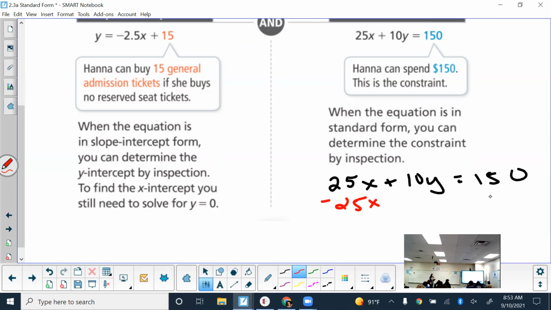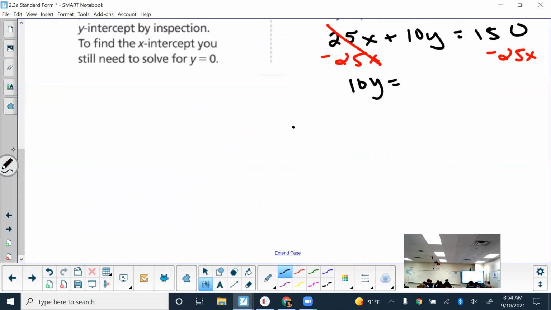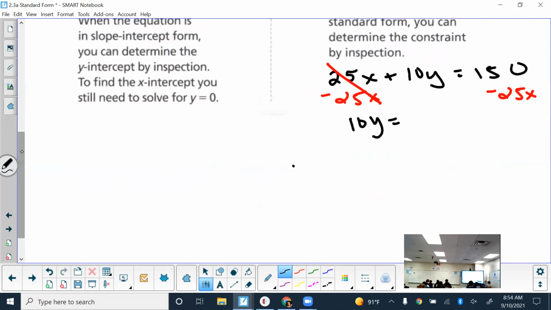Good, so we're going to subtract it on each side. On the left side, what happens to the 25x? Cancels, so we have 10y. And then on the right side, are those like terms? No. So I'm actually just going to write them next to each other. So it's 150 minus 25x.